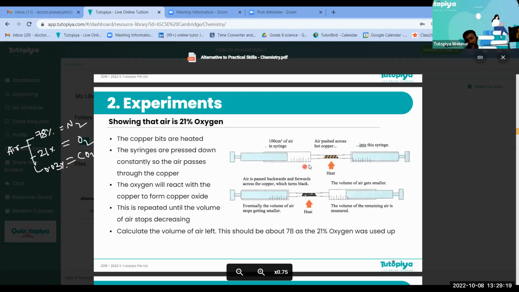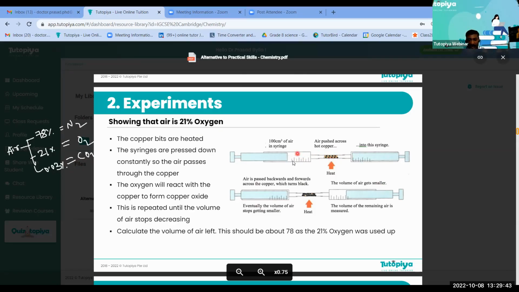Now, how do you do this activity? Take two syringes, okay, and connect them by a glass tube. When I say open glass tube, it's open at both the ends. The nozzle of one syringe is connected to one end of the tube, and the nozzle of the other syringe is connected to the other end of the tube. But this tube at the middle, it has nice shining brown copper, not copper oxide, copper, fresh copper.